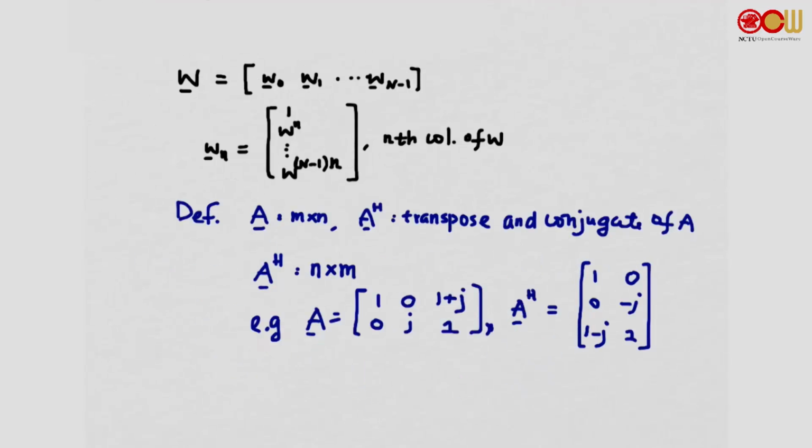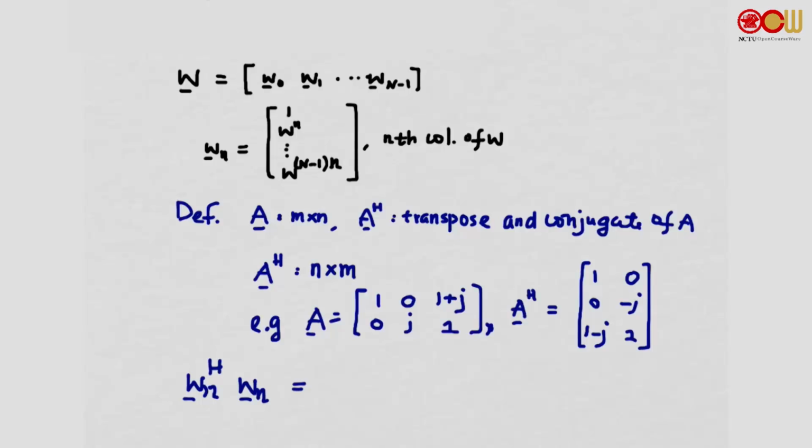Why do we talk about transpose and conjugate? Because now, if we take the transpose and conjugate of Wn, the Hermitian, and we multiply with Wn, then what do we get?